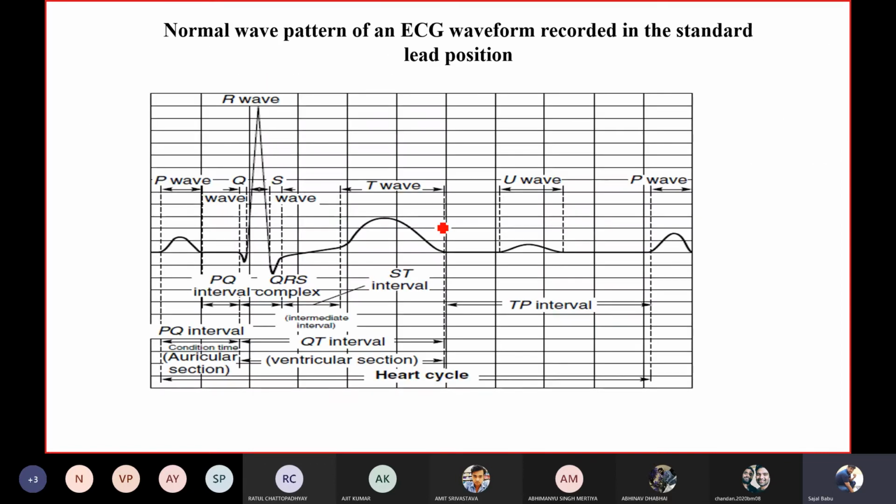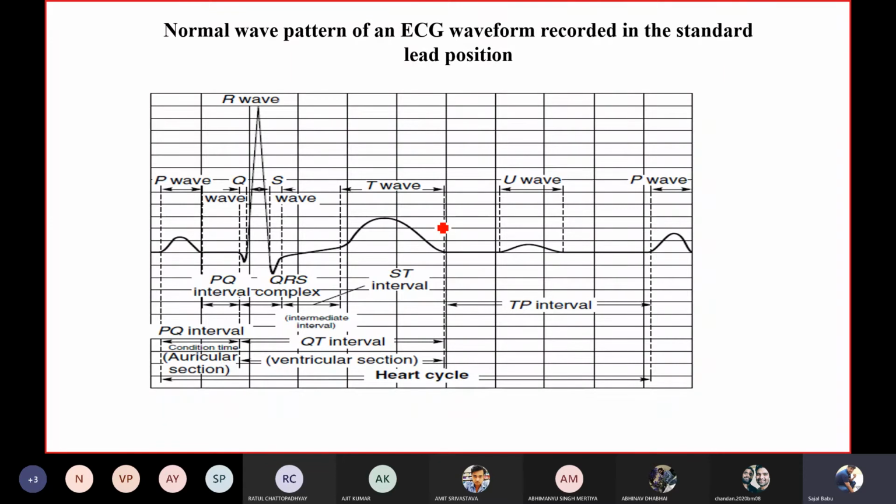So now this is the normal wave pattern of an ECG waveform recorded in a standard lead position. There will be some lead positions you may come across when we go further in this topic. So this is the standard wave of the ECG, which you can see on the screen.